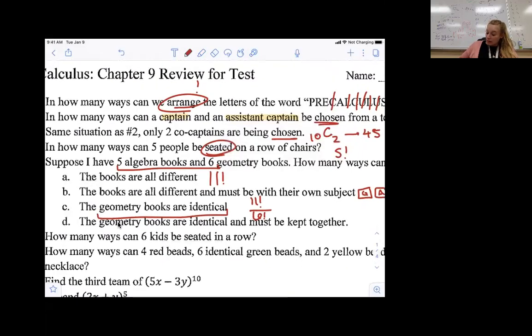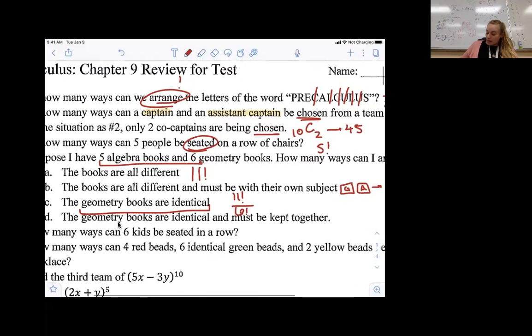The last one is geometry books are identical and must be kept together. So this is kind of combining B and C. First, I'm thinking, how many items am I arranging? Only the geometry books must be kept together. The algebra books are on their own. They can do whatever they want. So that means I have 6 things that I'm arranging. 1, 2, 3, 4, 5 algebra books plus 1 set of geometry books, 1 bundle, 1 clump of geometry books. So I've got 6 things I'm arranging.